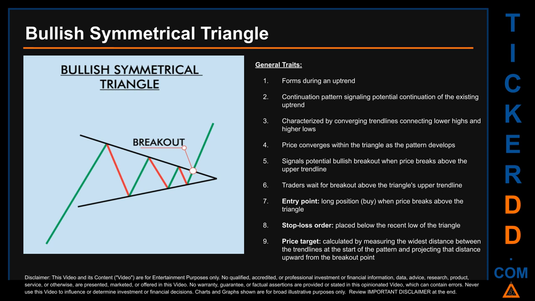A well-regarded book on technical analysis that covers the bullish symmetrical triangle, among other chart patterns, is Technical Analysis of the Financial Markets, by John J. Murphy. This book provides a comprehensive introduction to technical analysis and offers insights into various chart patterns, indicators, and trading strategies. Reading this book can help you gain a better understanding of the bullish symmetrical triangle and how to incorporate it into your trading strategy.